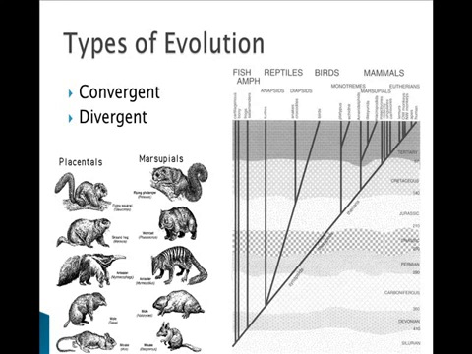Divergent evolution happens when one line begins to split apart and fill new roles in their environments, and you get homologous structures as a result. And you can see here with the placentals and marsupials, that's an example of divergent evolution in mammals.